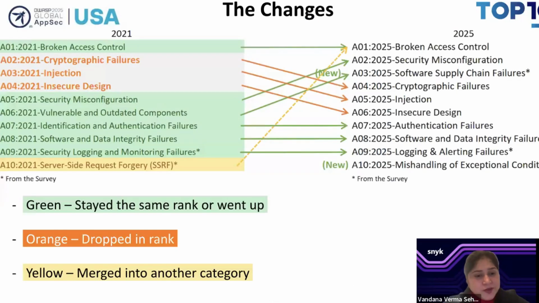So this is what I was talking about: green is one that stays the same rank, or has gone up, but stays in the system. Now if you see, some have actually dropped in rank, whether it's cryptographic failures, injections, insecure design, and some have merged with another category. SSRF, server side request forgery, was again a very big issue, but that has been combined with broken access control.